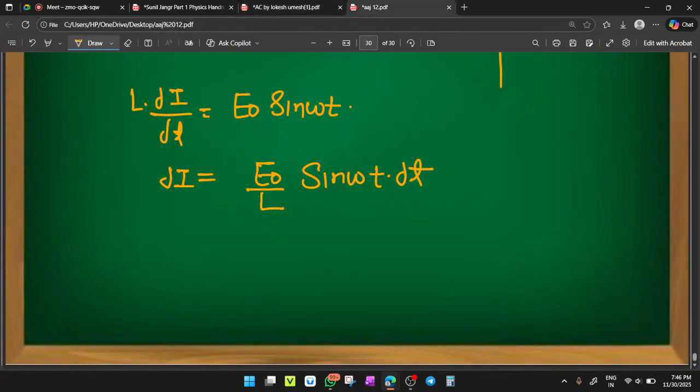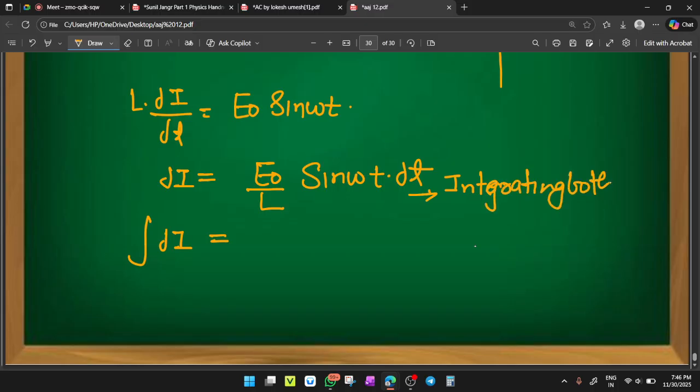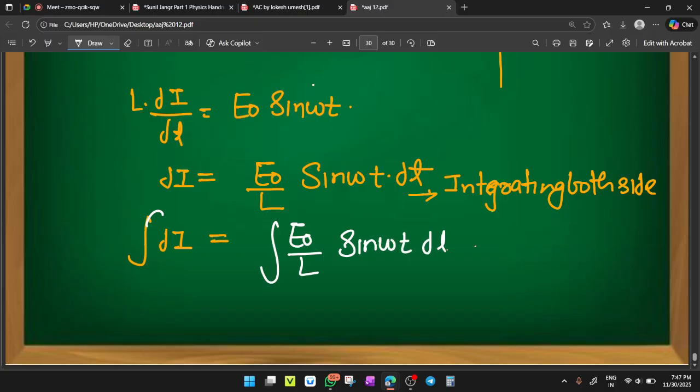So the integration will take place like this. Integrating both sides, you must write here integrating both sides. Okay. So after integration, the integration of di equals the integration of E naught upon L sine omega t dt. Clear, beta? Now the integration of di becomes I, and E naught and L are constant.